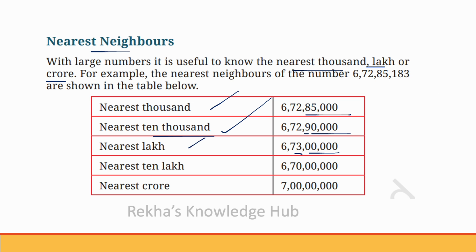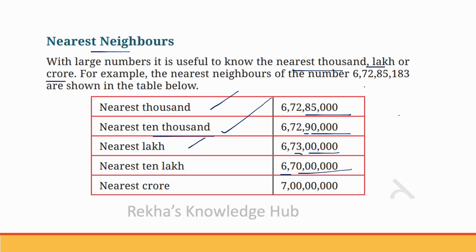Next one, nearest 10 lakh. At the 10 lakhs place we have 7. To its right, at the lakhs position, we have 2. 2 is less than 5. So the digit at the 10 lakhs place remains the same. Then put zeros to the right. So, 6, 7, then remaining zeros.